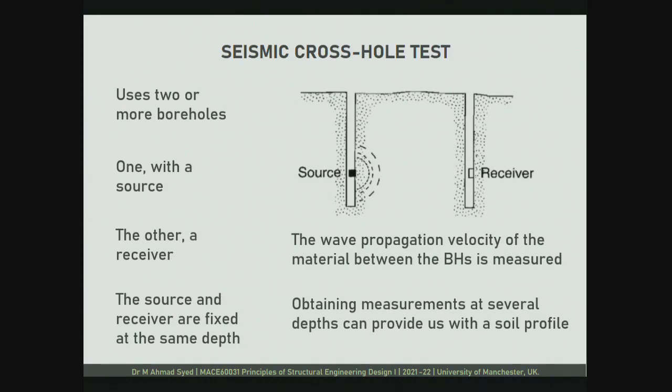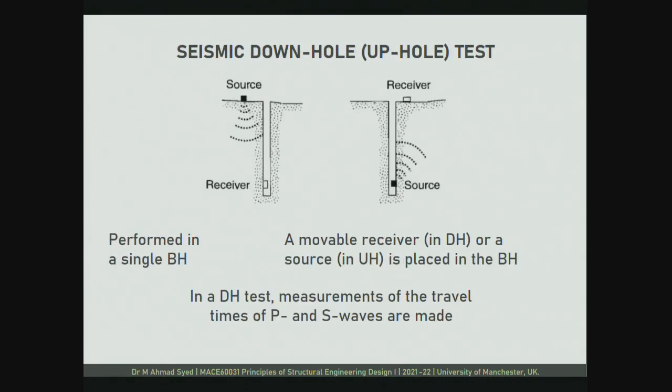So with this we can also develop a layered soil profile, because velocities are going to change when they encounter different soil medium. So by obtaining measurements at several depths, either going down or up, I can develop a nice soil profile. You can do the same thing in one borehole. So you place the source at the top and receiver at the bottom, or you place the receiver at the top and source at the bottom of one borehole.